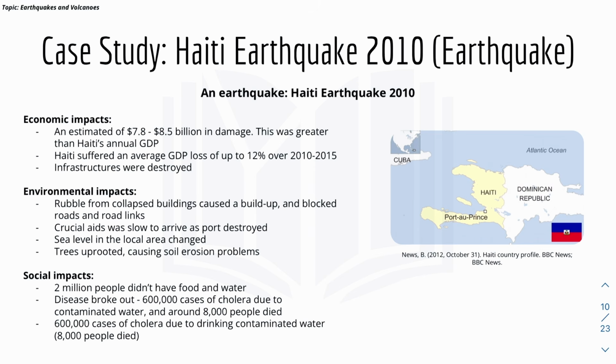And linking the economic impact, as infrastructures were destroyed, we can look at the social impacts. 2 million people didn't have any food and water, and disease broke out, and there are around 600,000 cases of cholera due to contaminated water.